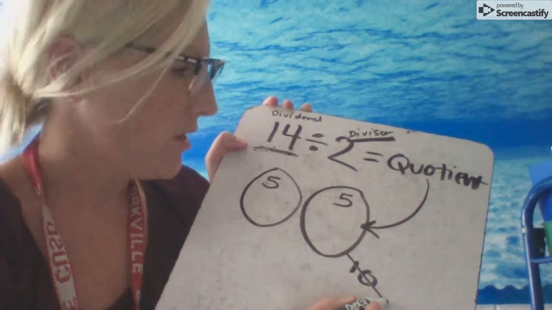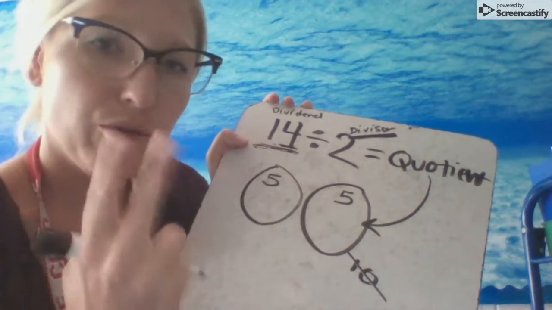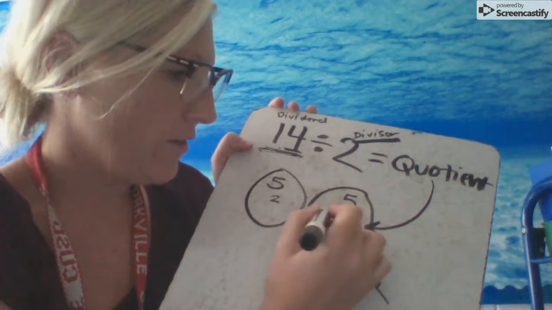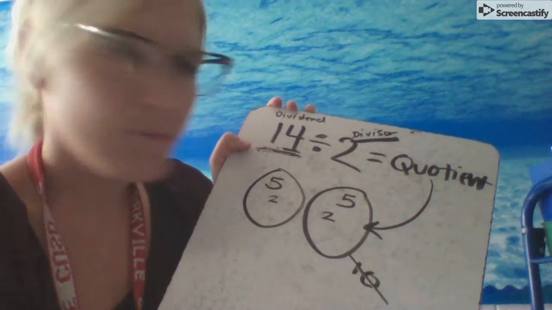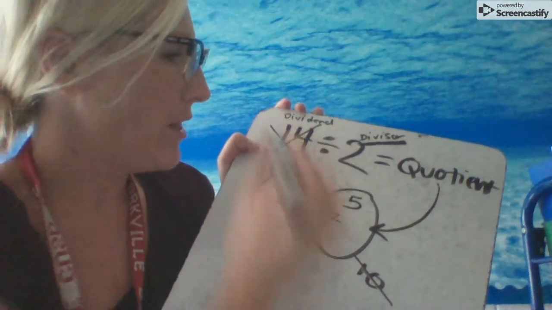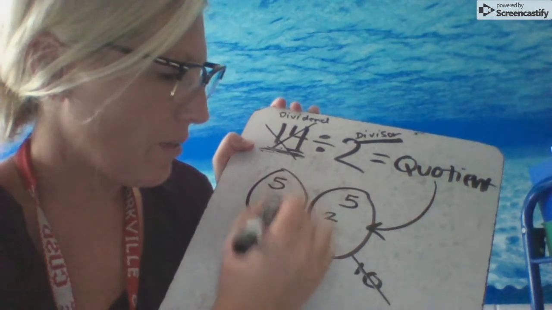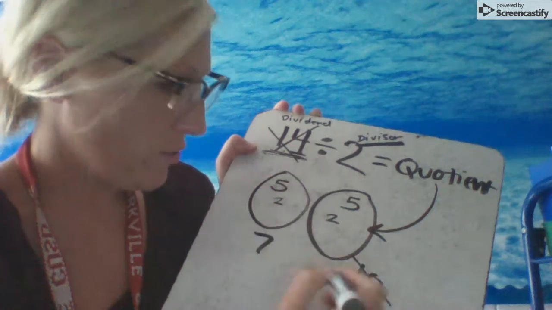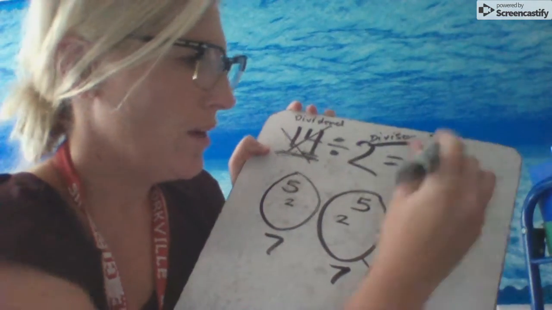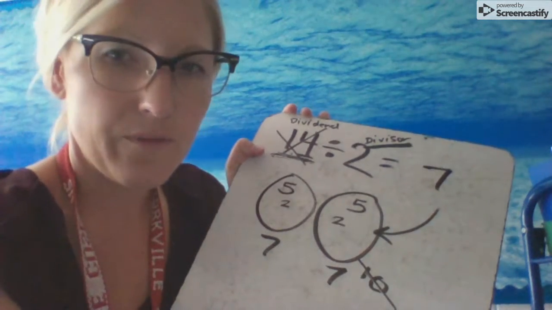give out the rest because I see I have 4 left. I know there's 2 2s in there. Now I'm going to go 10, 12, 14. And so now I gave out all 14 of my dividend. We're done with that. And now I just need to add up how much is in each group. Well, this group has 7, this group has 7, so my quotient is 7.